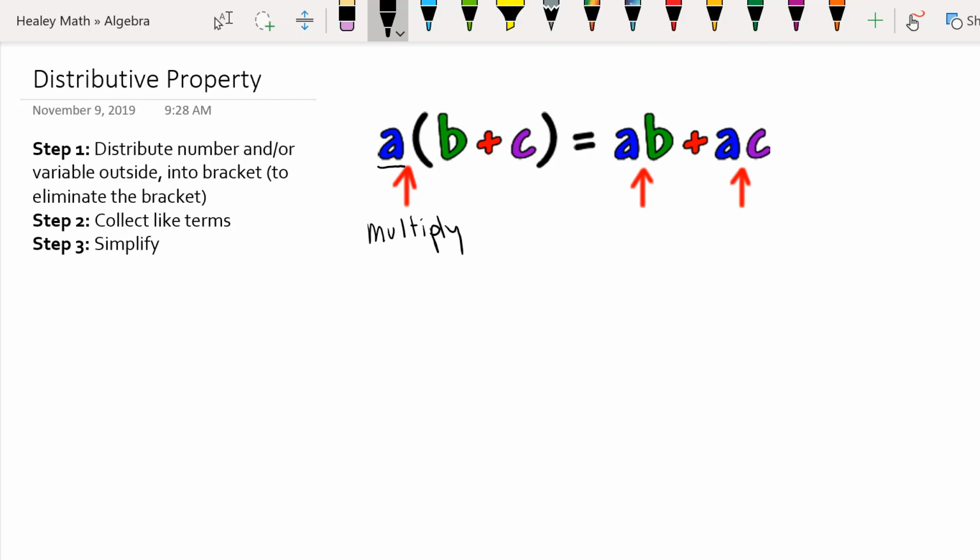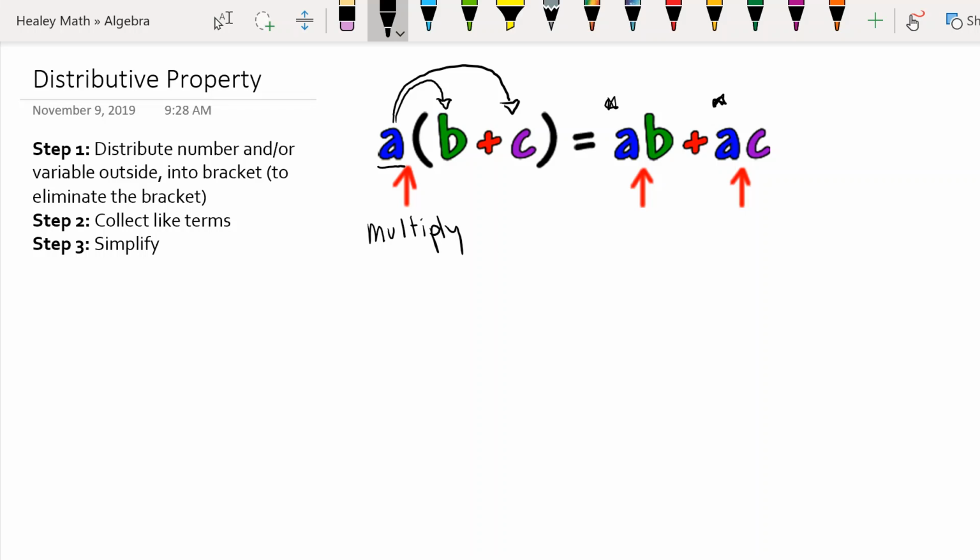So in this picture, you can imagine that A is multiplied by B, as we see here, and plus A multiplied by C, as we see here. As you notice, the brackets are eliminated, which makes it easier to collect like terms and further simplify the equation or expression. Let's try an example to further understand.